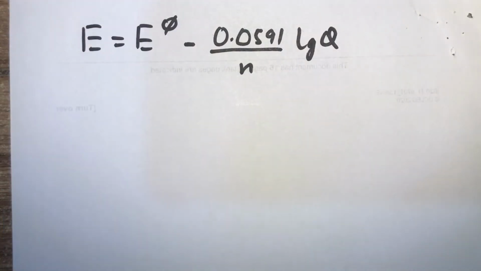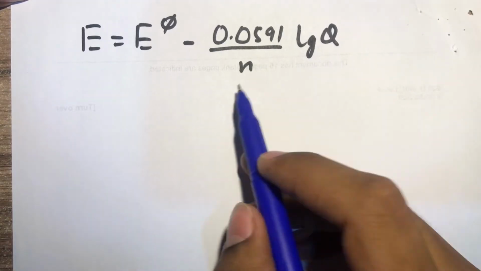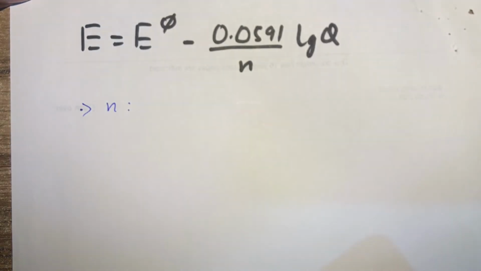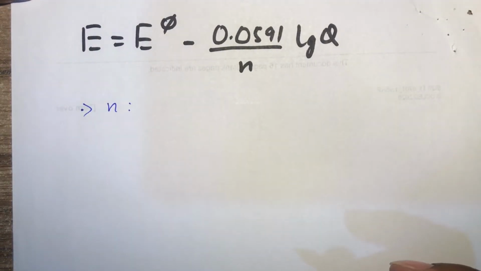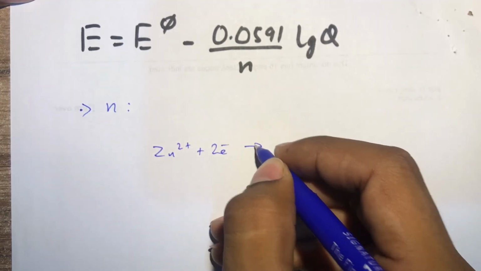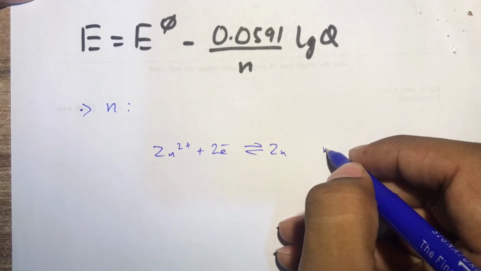This is the Nernst equation and how to apply it. So the main things that we have to find are the value of n and the value of Q. So first we look at the value of n. If we have a half equation, let's say like Zn2+ plus 2 electrons producing Zn, then it's pretty simple, n is equal to 2.